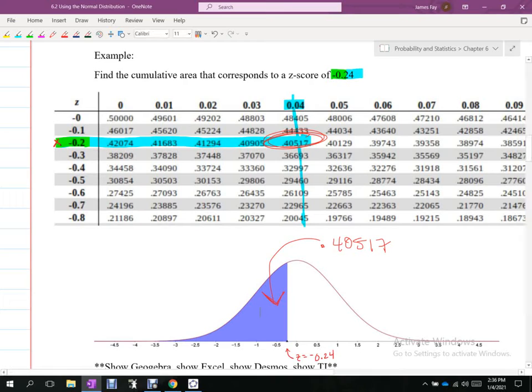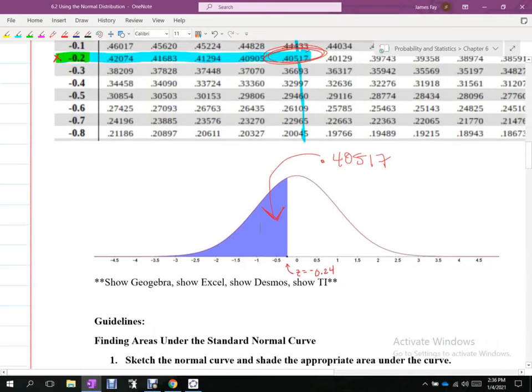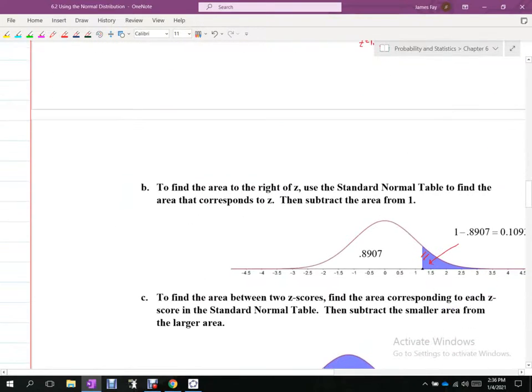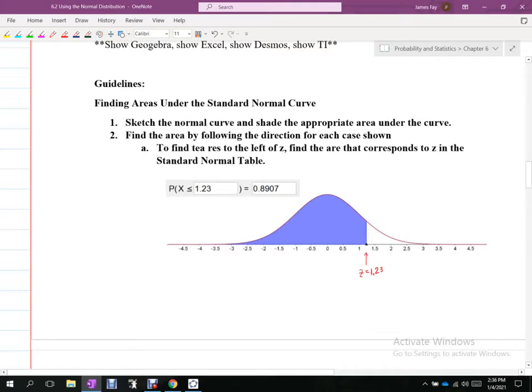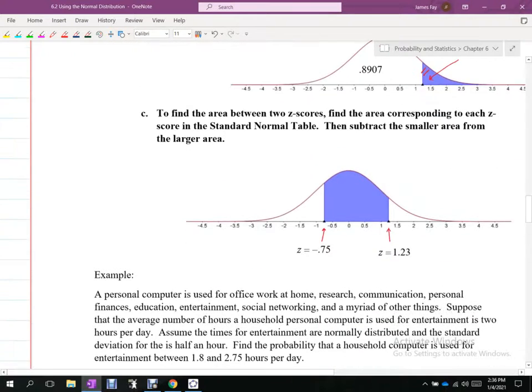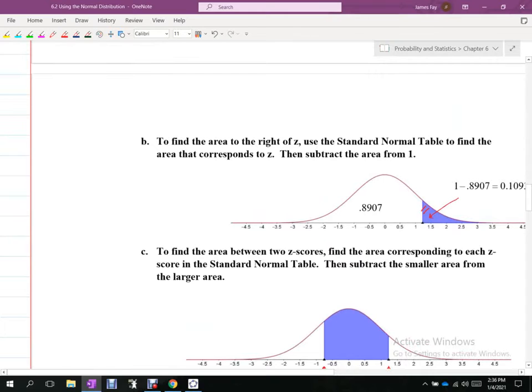So if I want to find the blue area, okay, cumulative up to a z-score, that comes directly from the chart. That's the easiest. If we want something that is to the right, a lot of times we'll call this a left tail, because they call this part here the tail. Does that kind of make sense? We talked about tails when we talked about skewed left and right. This is a lot of times called the left tail. This here is referred to as the right tail. If I want to find the right tail, it's the complement of what is inside the chart.